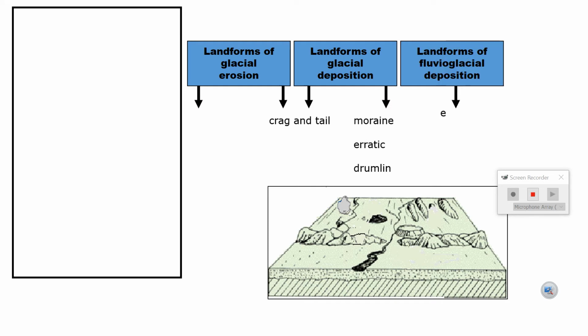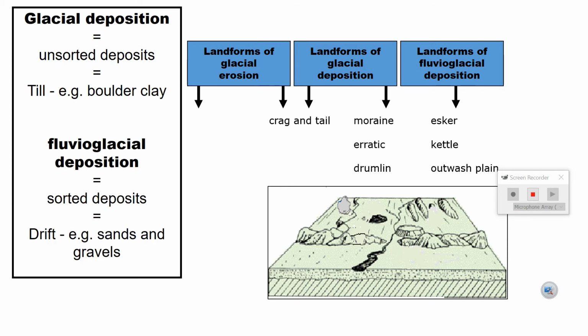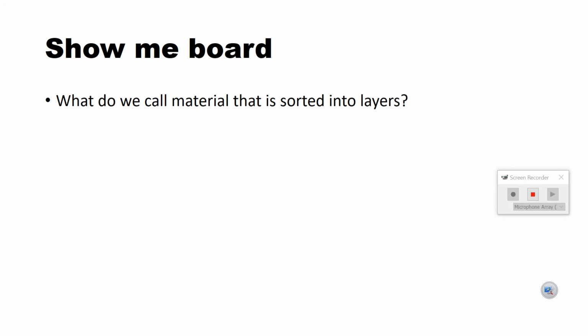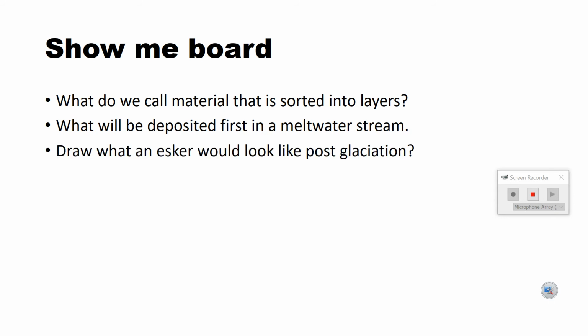Any questions at all, please do get in touch with me. I'm just showing the last little few bits here, what these features are, and really reminding you about a few extra detail points that aren't necessarily essential. With the show me board, or in your notes, actually, what we'll get you to do, your last little task, what do we call material sorting into layers? It's a little quiz you can put down into your Google Doc or on your notes and send me a picture. What deposits first in a meltwater stream?